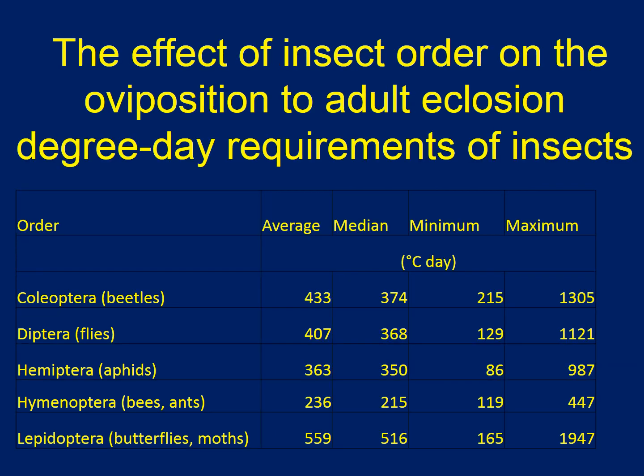In this table, you can see also the total thermal time, called here degree day requirement, for the time from oviposition to adult eclosion for the different order of insects. Here we see that we require from more than 200 growing degree days to more than 500 growing degree days on the average for that period to occur.